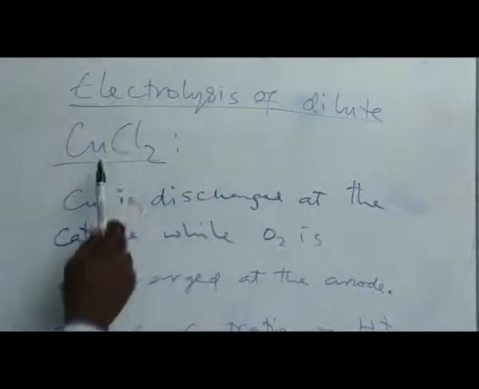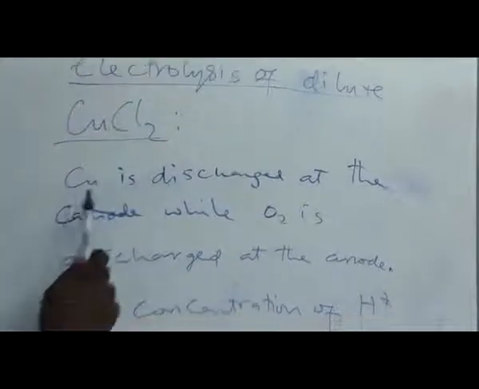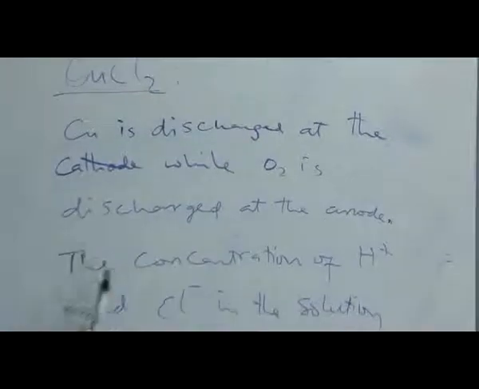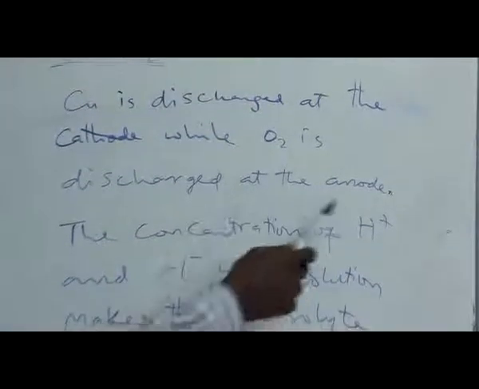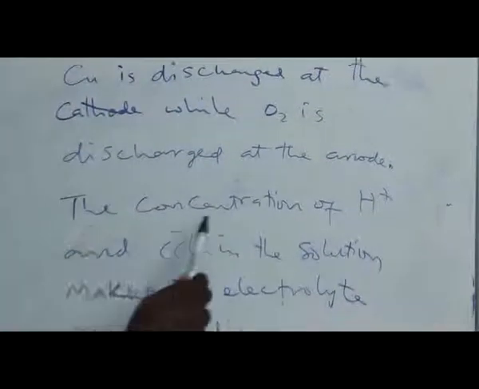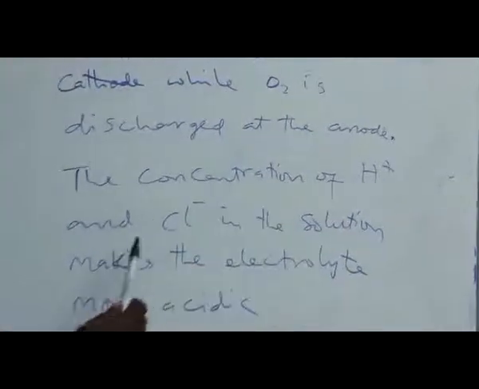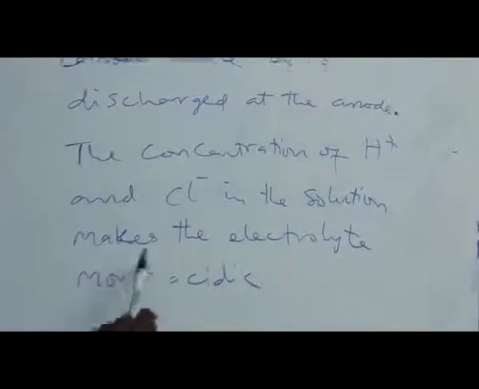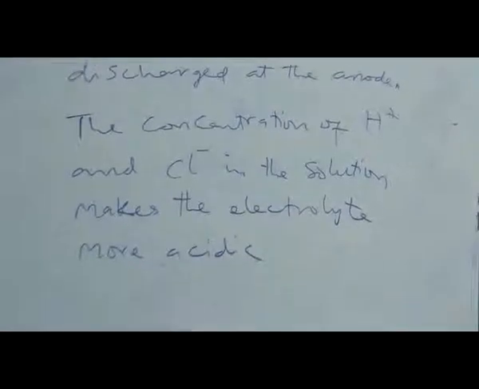Electrolysis of dilute copper(II) chloride. Copper is discharged at the cathode, while oxygen is discharged at the anode. The concentration of hydrogen ion and chloride ion in the solution makes the electrolyte more acidic.